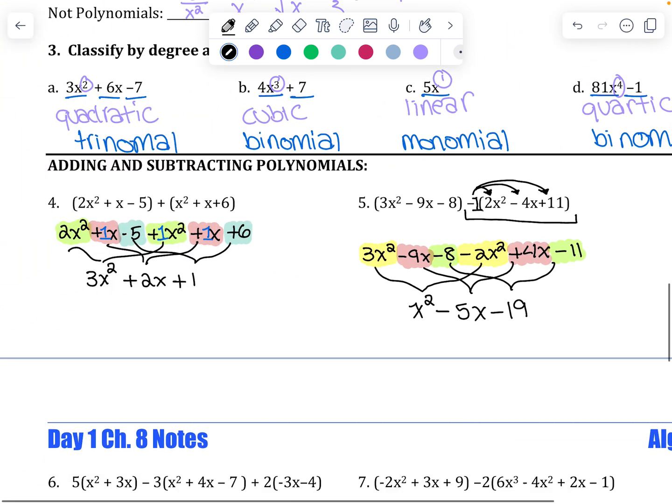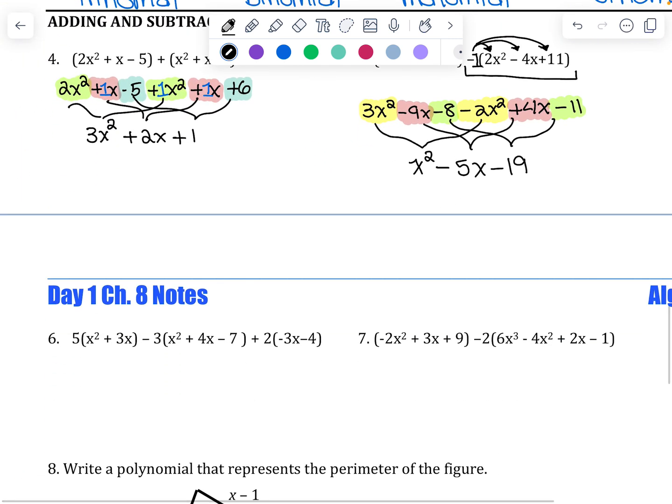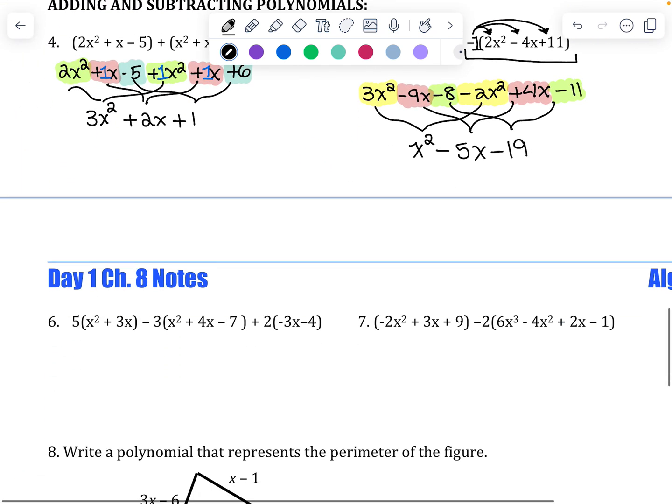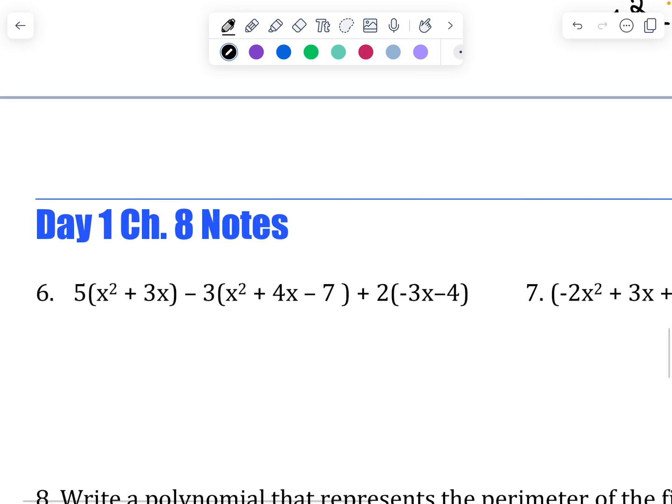Number 6, okay, there's a lot going on in number 6. More is happening. If you look, I have a number in front of every single parentheses, so I'm going to have to distribute a lot here. This 5x is going to be distributed with the parentheses it's touching. The -3x, because that's a -3, so makes it negative, is going to be distributed with every parentheses it's touching. And then this +2 is going to be multiplied with everything in the parentheses it's touching.